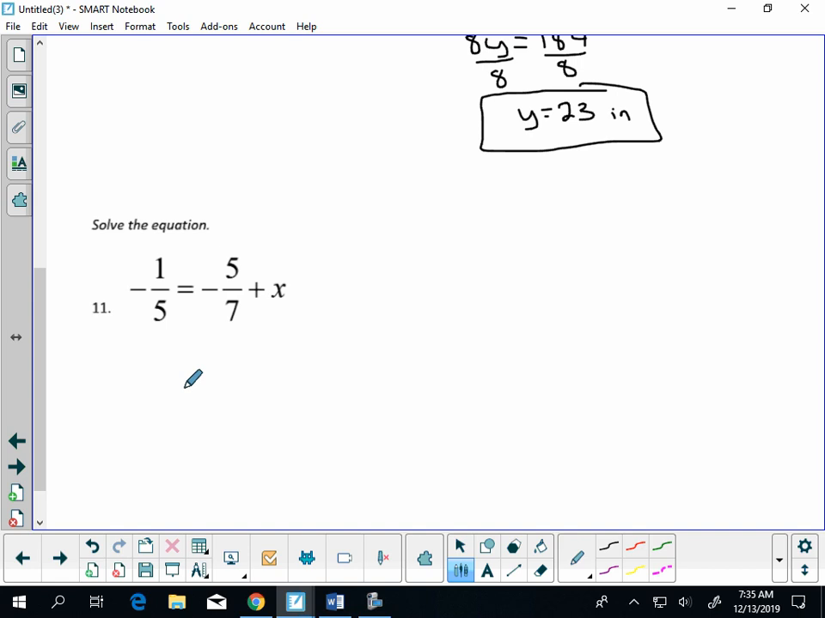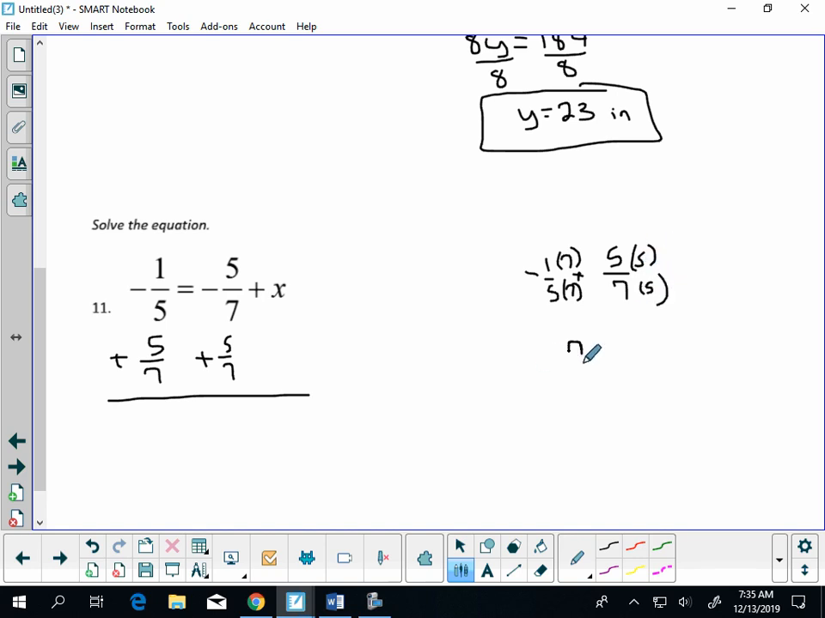Number 11. Well, on this one, I'm just going to go ahead and add 5/7 to both sides. Well, off to the side, I need to figure out how to add negative 1/5 plus 5/7. I need a common denominator. I'm thinking 35, so I'm going to multiply that by 7 over 7, and this one by 5 over 5.